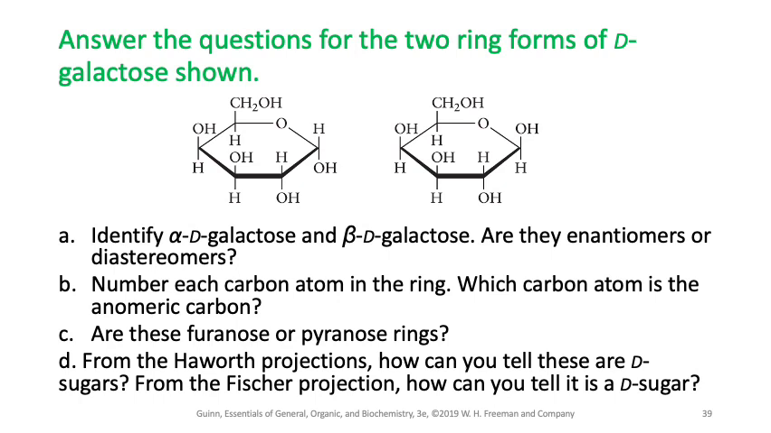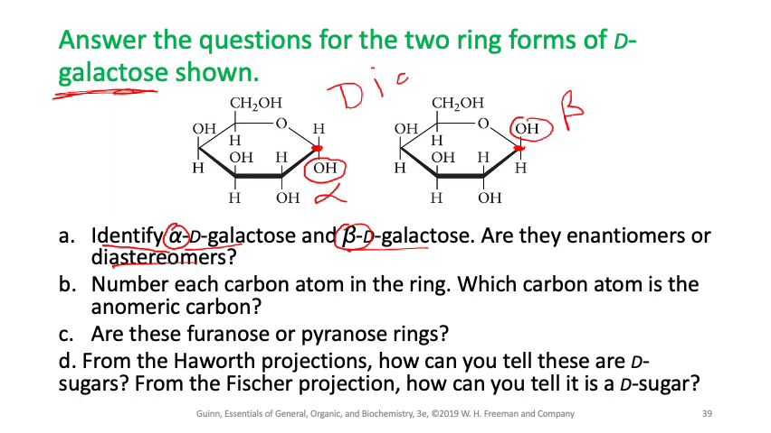So let's start with this problem. Answer the questions for the two rings formed from D galactose. A. Identify alpha D galactose and beta D galactose. Are they enantiomers or diastereomers? If it says alpha and beta, I need to go to the anomeric carbon. So this OH is on the bottom, this is alpha; OH on the top, this is beta. Are they enantiomers? They are diastereomers.